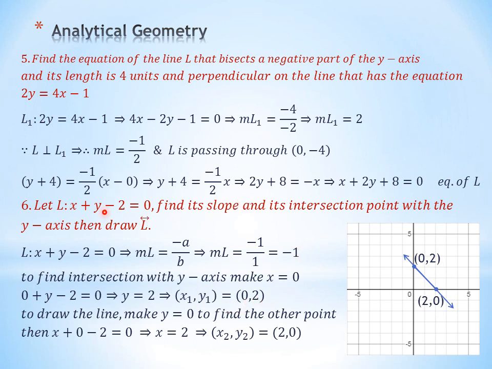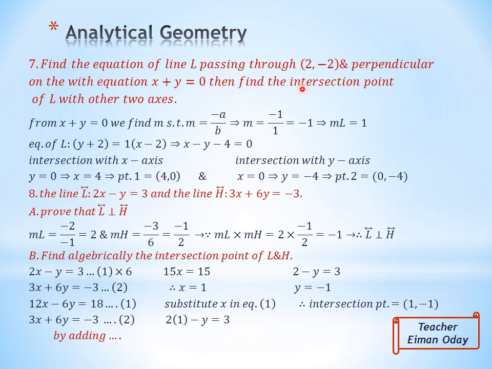At the same time, it says then draw L. To draw any line, I need 2 points. I have just one here. This point is found when x equals 0. So let me put y equals 0 to draw the line. Then I will find the other point, x plus 0 minus 2 equals 0, and then I will have the second point. If I have 2 points, I just plot the points and then connect between them to get the line.